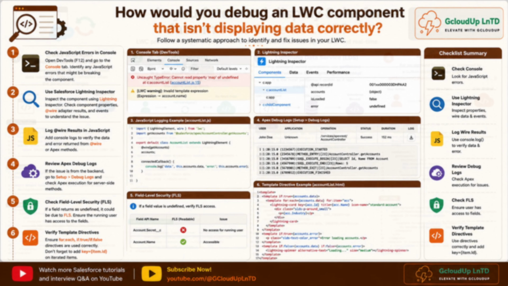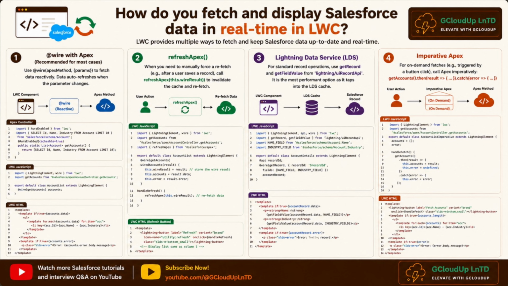So next question is, how do you fetch and display Salesforce data in real time in LWC? LWC provides multiple ways to fetch and keep Salesforce data up to date in real time. So we can use wire with the Apex method. This wire adapter is nothing but we can pass some parameters, and we can fetch the data with respect to the passed parameter, and we can have the data auto refresh when the parameter changes.